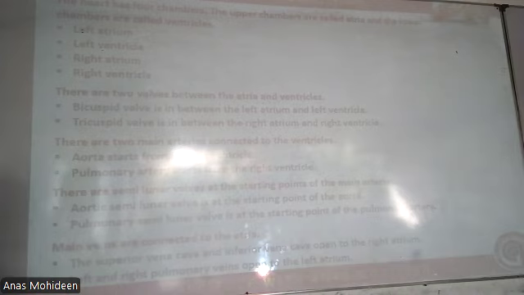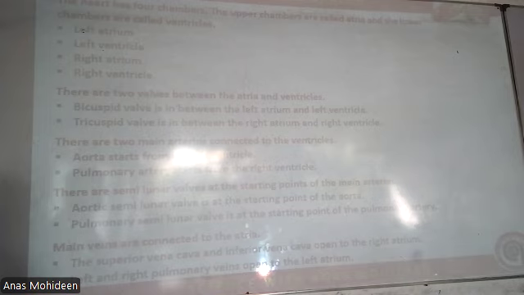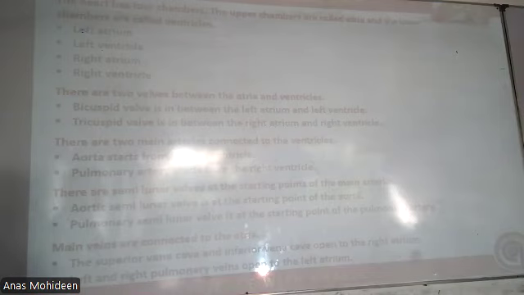Right, done. The next one. Main veins are connected to atria. What are the main veins? Superior vena cava is connected from the upper organs to the right atrium. From the lower organs to the right atrium, inferior vena cava. Properly write them in order. Don't mix the points.